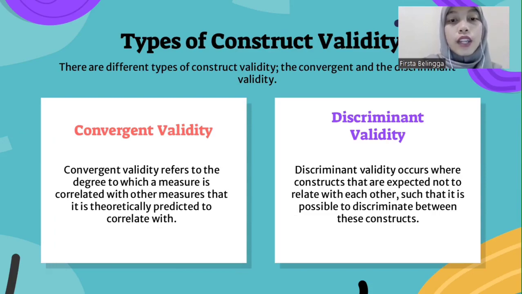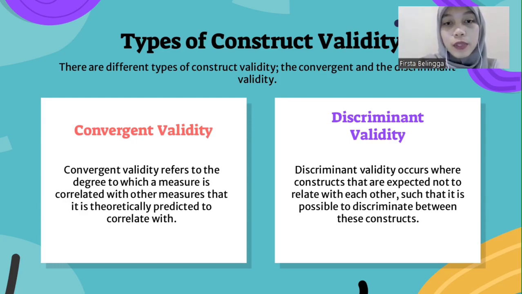Well, there are different types of construct validity. The first one is convergent validity. It refers to the degree to which a measure is correlated with other measures that it is theoretically predicted to correlate with. For example, if scores on a specific English test are similar to students' scores on other English tests, the convergent validity is high because there is a positive correlation between the scores from similar tests of English.